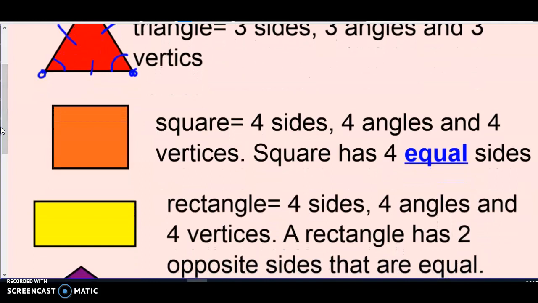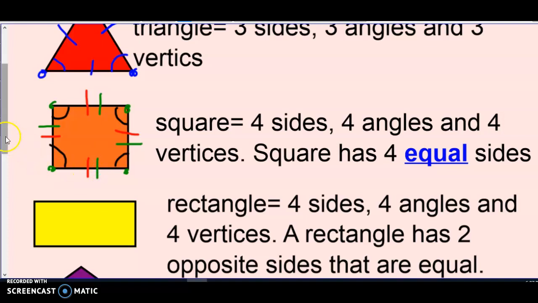Now let's look at a square. A square has 4 sides, 4 angles, and 4 vertices. So 4 sides, I'm marking the sides now. 4 angles, these are the angles, and 4 vertices. And remember, vertices are those points where the 2 lines meet. Those are vertices. Squares also have 4 equal sides. So every side of the shape of a square is equal. This side is equal to this side. This side is equal to this side. All 4 sides are the same length.